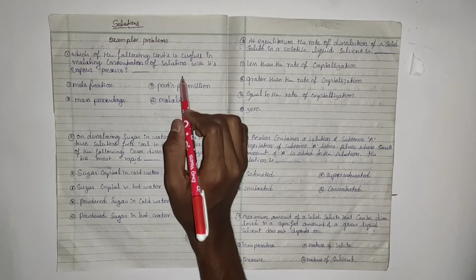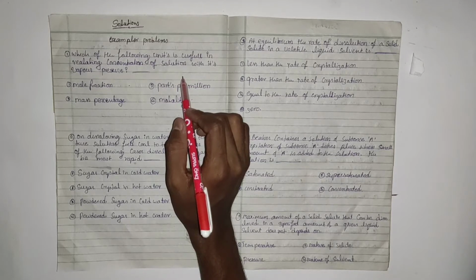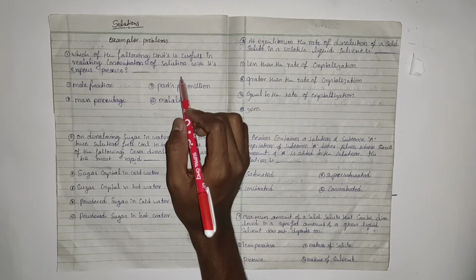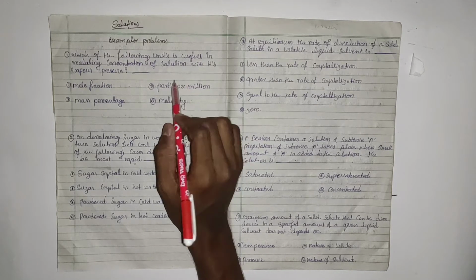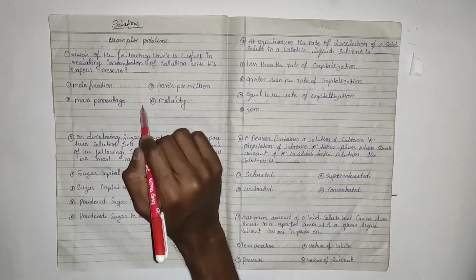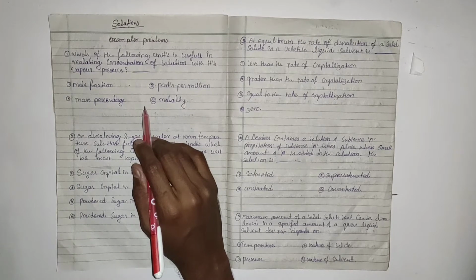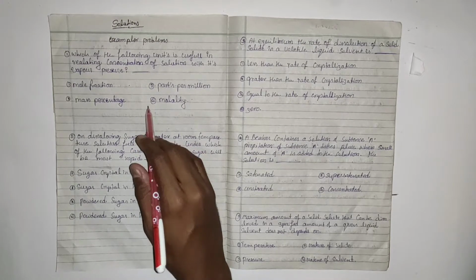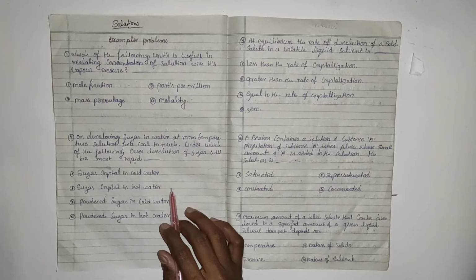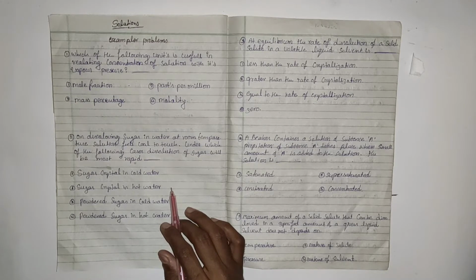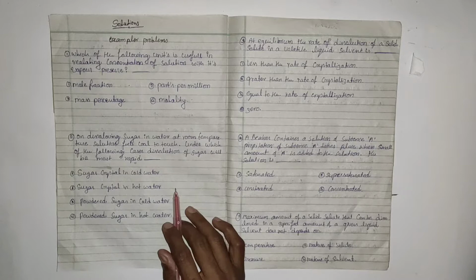Read the questions carefully. In your competitive level examinations, from this solution chapter you may expect statement-like questions. Numerics is very less. Now, which of the following units is useful in relating the concentration of a solution with its vapor pressure?